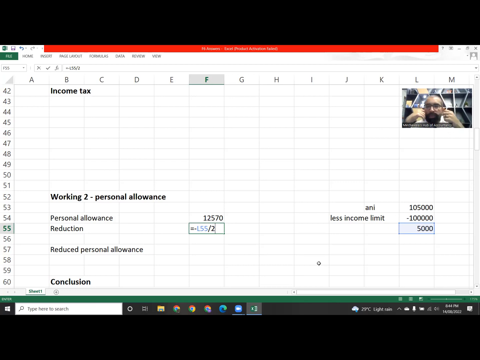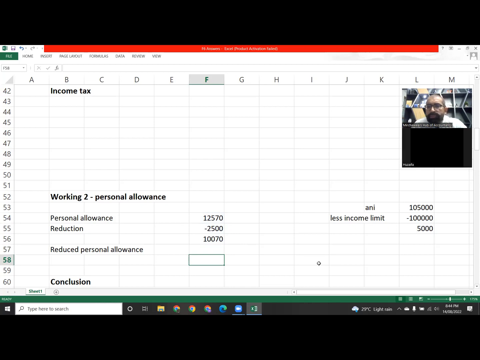Okay, students, see. What we do, we write the normal personal allowance, which is 12570. And how much is the excess? Excess is 5,000. We divide by 2 and we reduce it. So 5,000 divided by 2 is 2,500. So your reduced personal allowance is 10070, which you can use in your main format. This is again a routine thing. In the class, you are being taught all these things. So let's move to the main format.